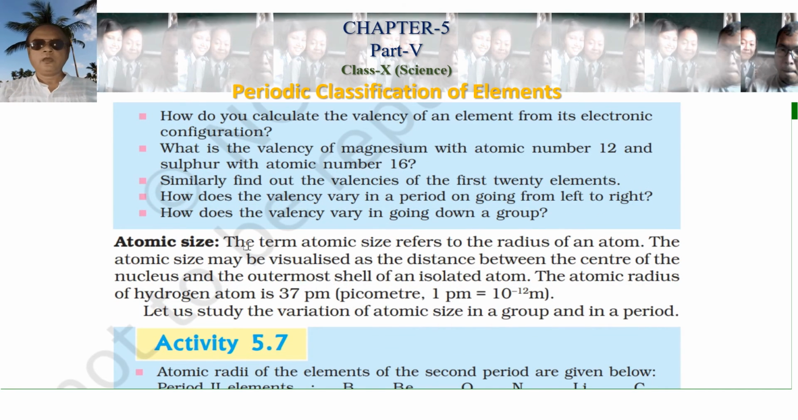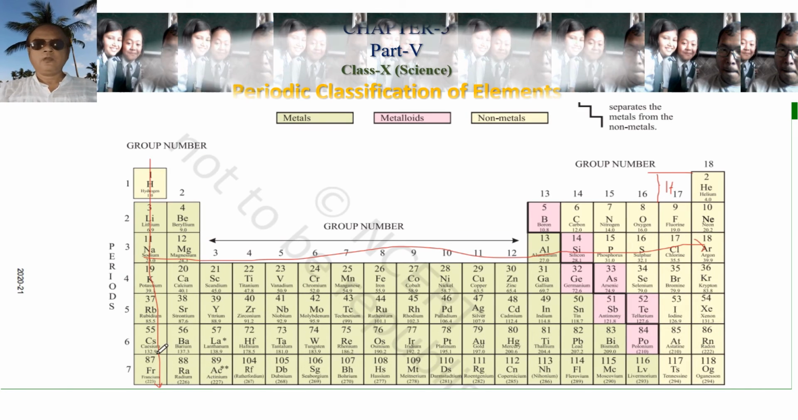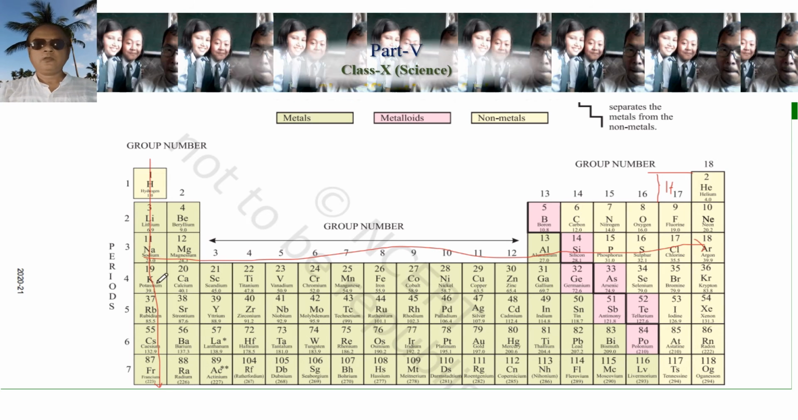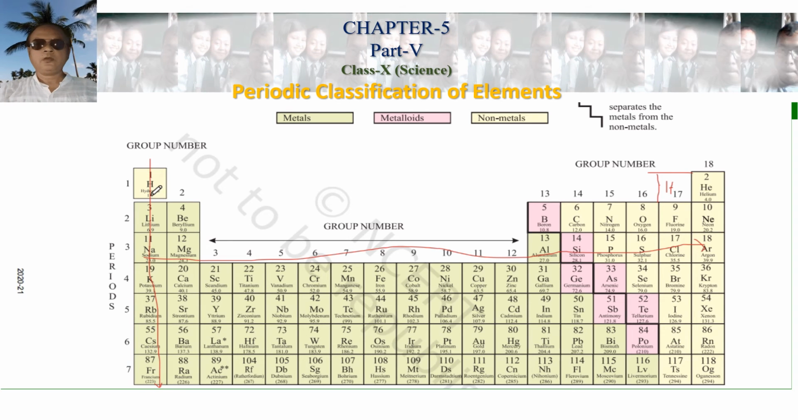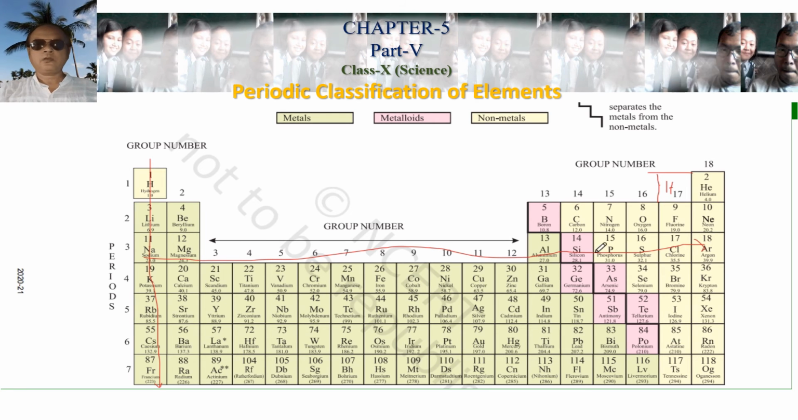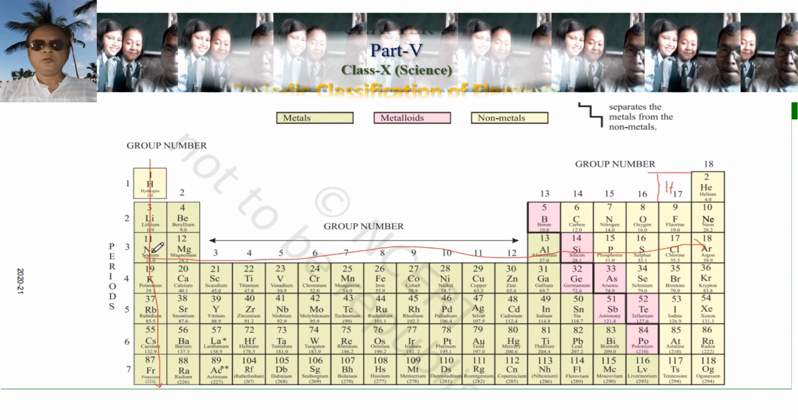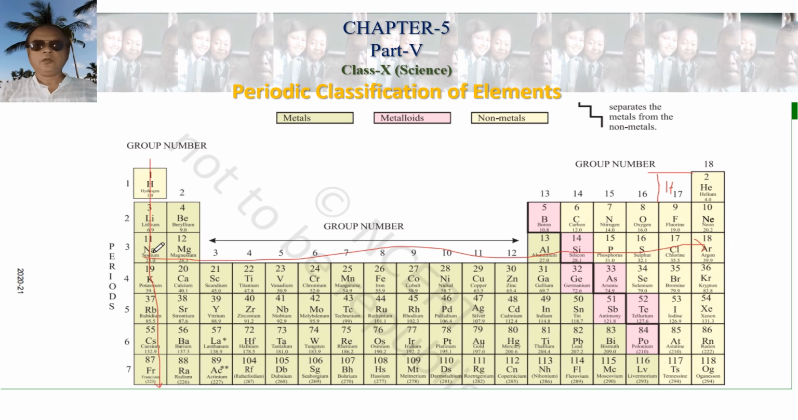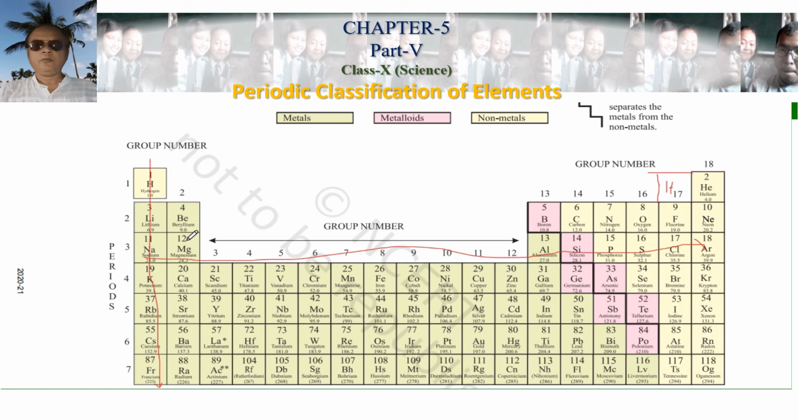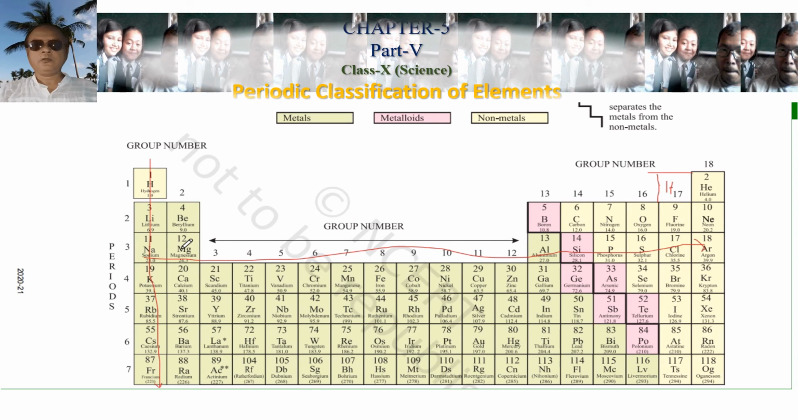Atomic size. If we go down the group, atomic size will increase because the number of shells is added as you go down the group. But in the case of periods, the number of protons and electrons are increasing, so the force of attraction between protons and electrons will increase. For example, sodium has 11 electrons and 11 protons, and magnesium has 12 electrons and 12 protons. So the attraction between the electrons and protons is much more in magnesium.